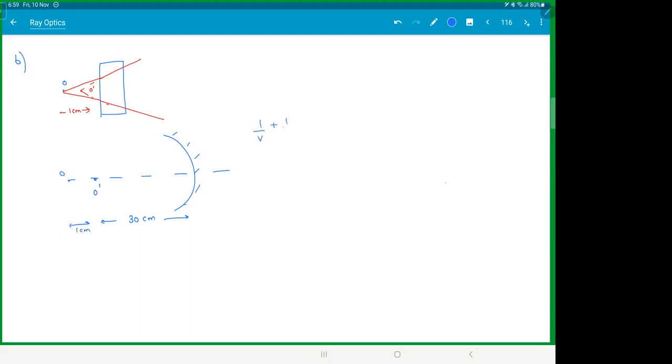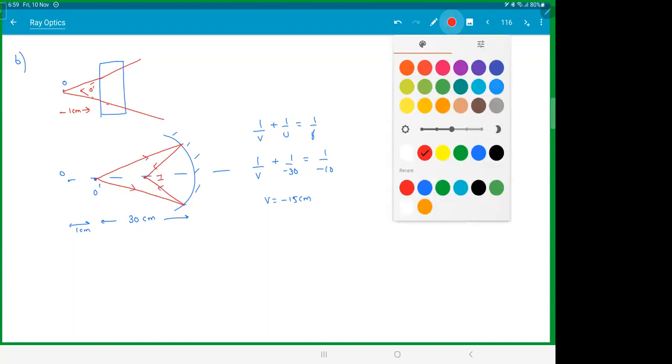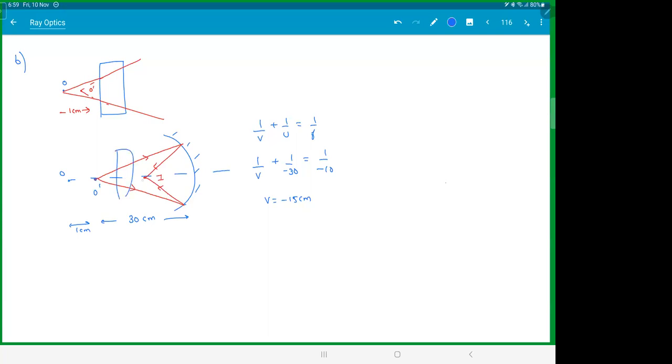1 by V plus 1 by U is 1 by F. U is minus 30. R is 20. So V is minus 15 centimeters. The light rays are going from here and then they're trying to meet somewhere here, image. Some people will get a doubt, sir, what if the slab is here? Doesn't matter. It will shift. What if the slab is here? Doesn't matter. The shift will always happen in the direction of light rays. Doesn't matter where the slab is.